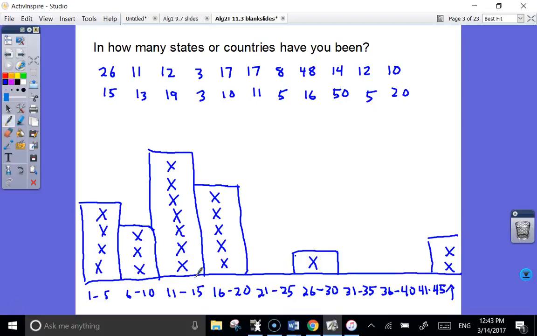But that's an example of a distribution, right? It's showing you the distribution of the number of states or countries that you all have visited. Okay, we might say that it looks like maybe it's unimodal, maybe you might say it's bimodal, because it goes down and then it goes back up again, something like that.